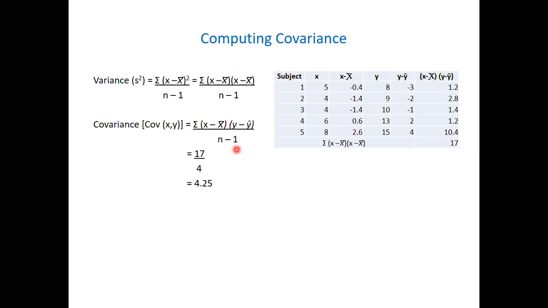Formula. So I just computed it here: x minus x bar, y minus y bar, multiply, and add everything. The sigma, the addition, is 17. 17 over 4. You know the degree, n is 5, n minus 1 is 4. So the covariance there is 4.25.